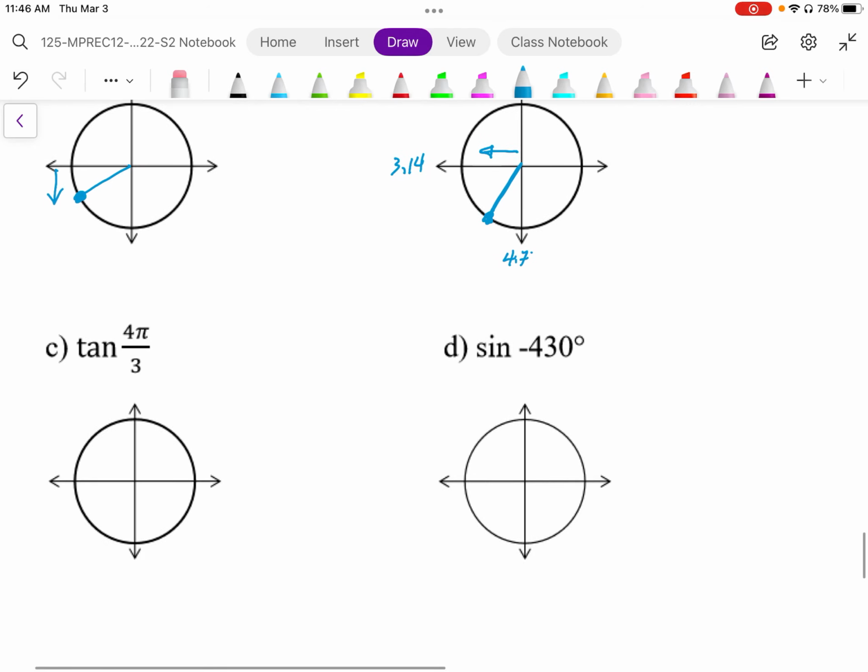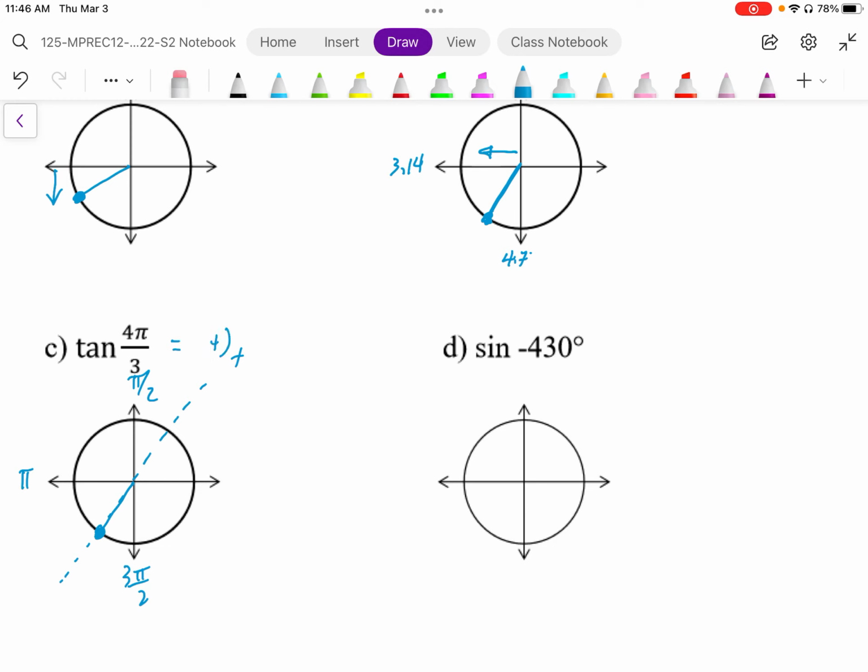Tangent is slope. Well, 4 pi over 3, that's going to end up in quadrant 3 again. Okay, pi is here, pi over 2 is here, and this is 3 pi over 2, which is bigger than 4 pi over 3. This is negative slope, this is positive slope, so we know that it is sloping in a positive direction. So we know that the tan must be positive.